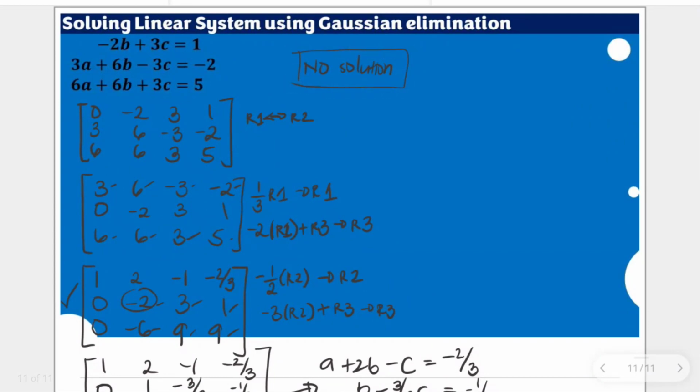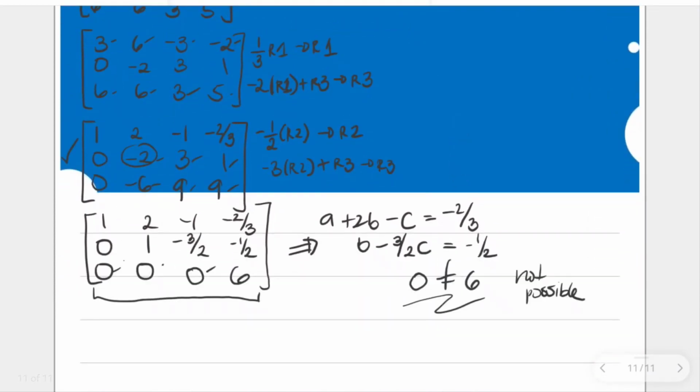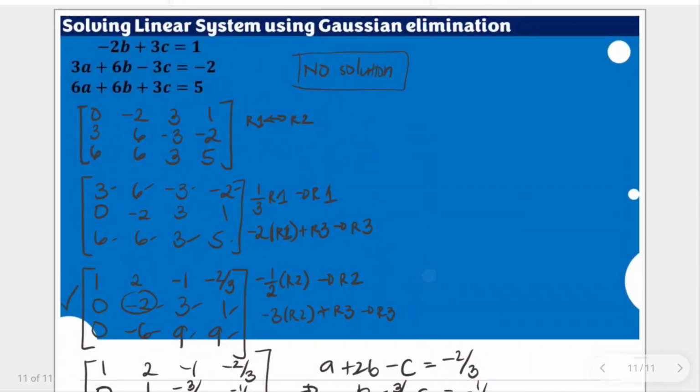Again, no solution because you have this equation here which is mathematically incorrect. So we have verified this by the application of Gaussian elimination. Again, the result for this linear system is that this linear system has no solution.